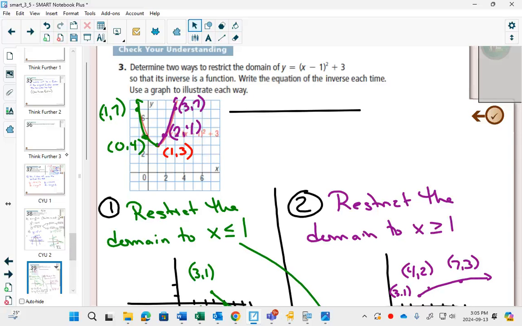So, questions for practice for this one are, did I give them to you already? 10 and 12.